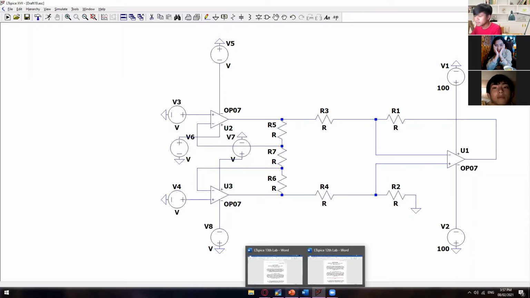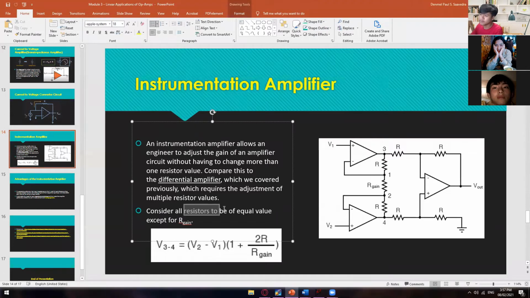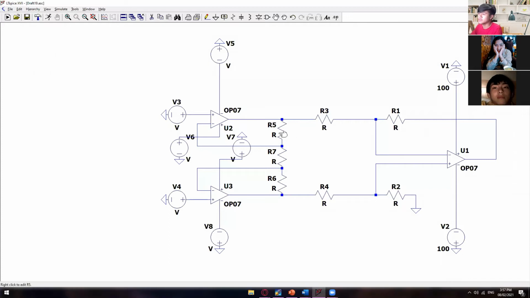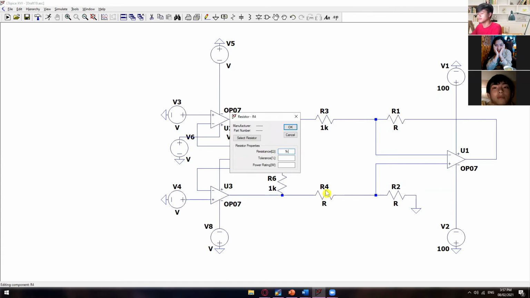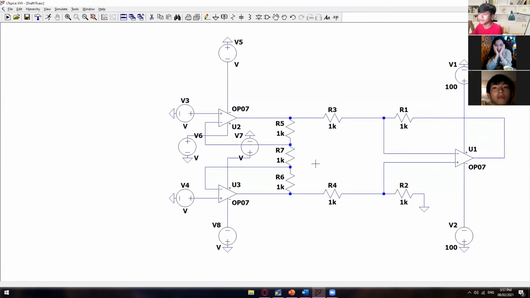So from here, it says that all of the resistors are equal in value except the R gain. Okay. So I'll just put here 1K, 1K, 1K, 1K, 1K. Okay. And then say for now this one is also 1K. So this is the only resistor that we can change to make the voltage output higher or lower.